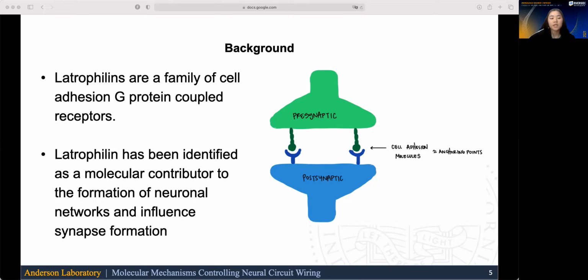So electrophilins were initially identified as receptors for alpha-latrotoxin, which is a toxin found within black widow venom. Since then, electrophilins have been identified as a molecular contributor to the formation of neuronal networks and influence synapse formation. Their function as mediators of adhesion events provide insight into their contribution to development of synaptic connections. Consequently, defects in the electrophilin gene have been associated with ADHD, autism spectrum disorder, schizophrenia, epilepsy, and other neuronal disorders.